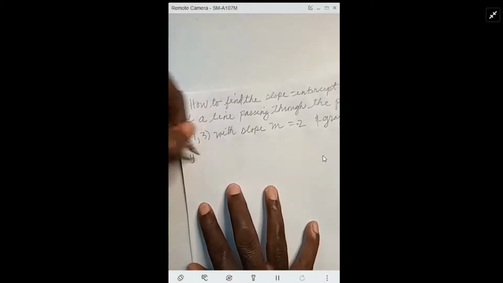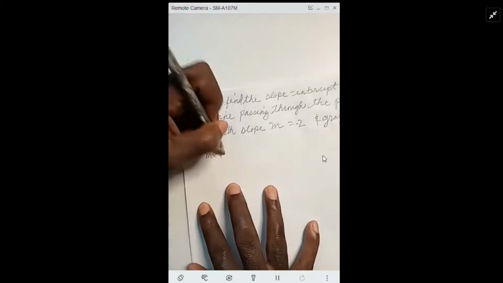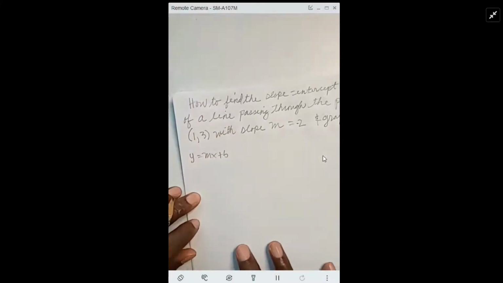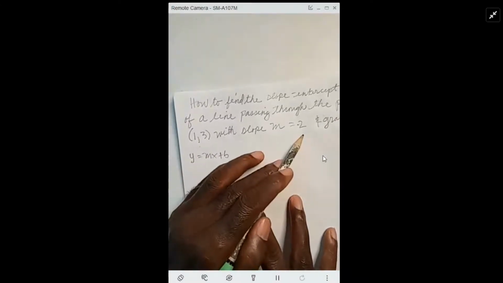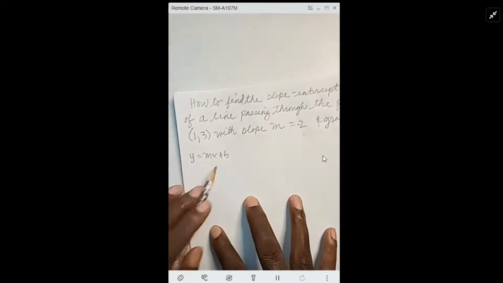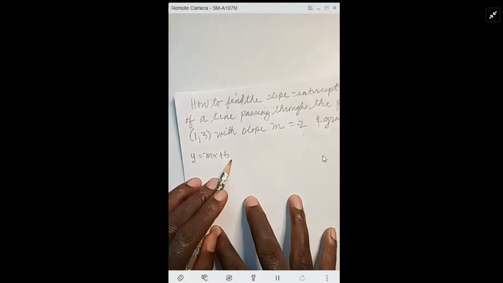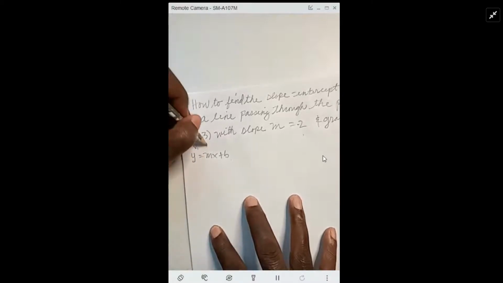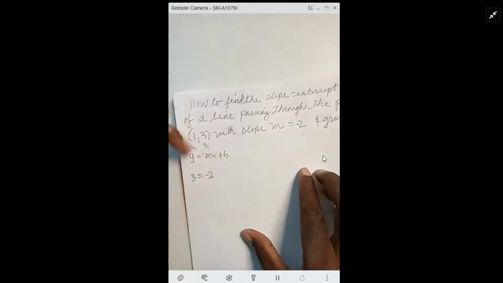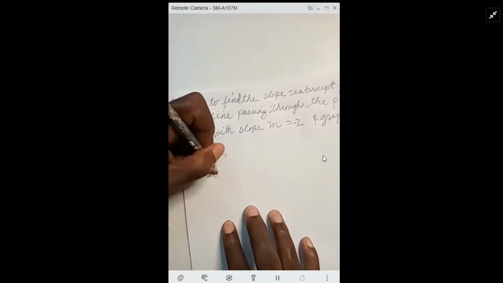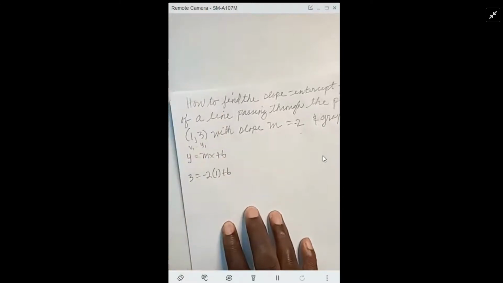The equation of a line is y equals mx plus b. We are given the point (1, 3) and slope of -2. We can use these to find the one unknown, which is b. So we make this x1, y1: y is 3 equals m, -2, times x, which is 1, plus b. One equation, one unknown.